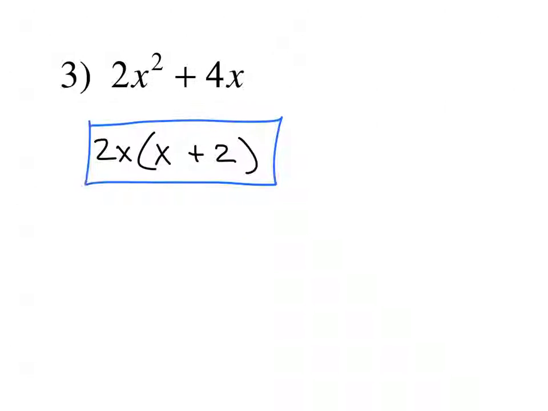I got the 2 because I was thinking to myself, 2x times what gives me this? And 2x times x gives me 2x squared. And then I thought, 2x times what gives me 4x? Well, 2 times 2 is 4, so 2x times 2 is 4x. Okay? All right.